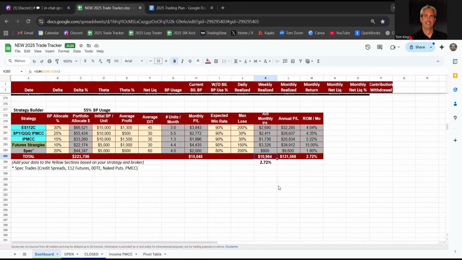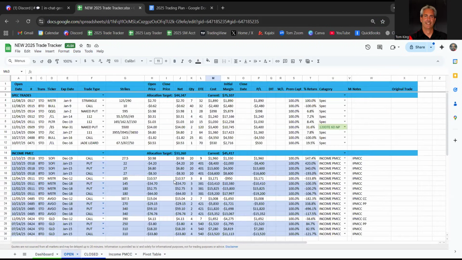So my goal is, hey, let's generate around $11,000 in gains this month. All right. That being said, let's look to see how this plays out for me.